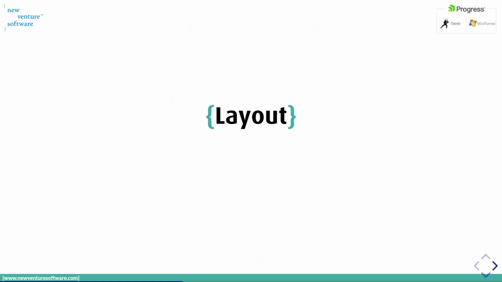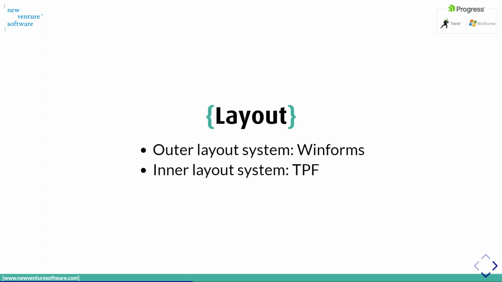And how do we arrange those components? We use layout. And the layout system places elements and controls on the screen in the most optimal way for the user to see them. And there are two layout systems that RAD controls work with. We have the outer layout system, which is the Microsoft layout system for WinForms. This layout system arranges controls on the form and top-level windows on the desktop. And then we have the inner layout system, which is the TPF. And the TPF layout system arranges elements within the RAD controls themselves. And those two layout systems interact with each other so that the outer layouts affect the inner one and vice versa.